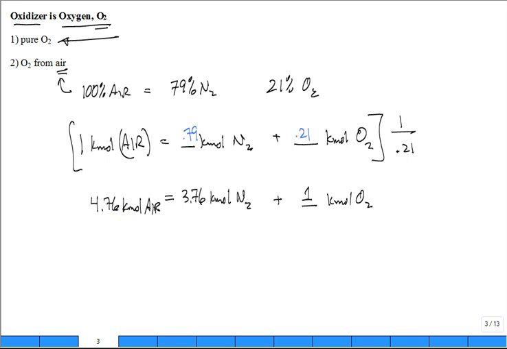And so when we talk about oxygen coming from air, we often use an equation like this. We'll say we're interested in getting 1 kilomole of oxygen in. In order to get 1 kilomole of oxygen from air, I have to bring in, mixed with it, 3.76 kilomoles of nitrogen, which means to get 1 kilomole of oxygen in, I have to bring in 4.76 kilomoles of air.